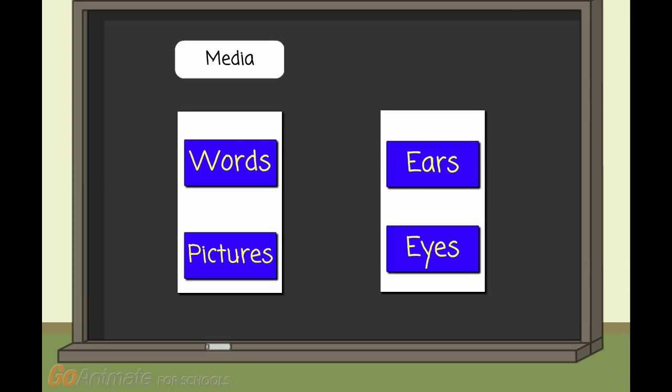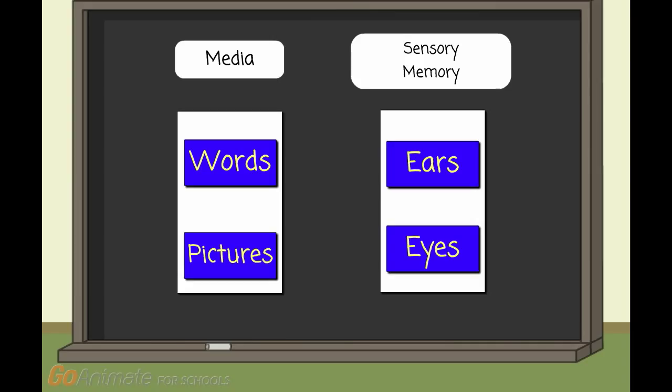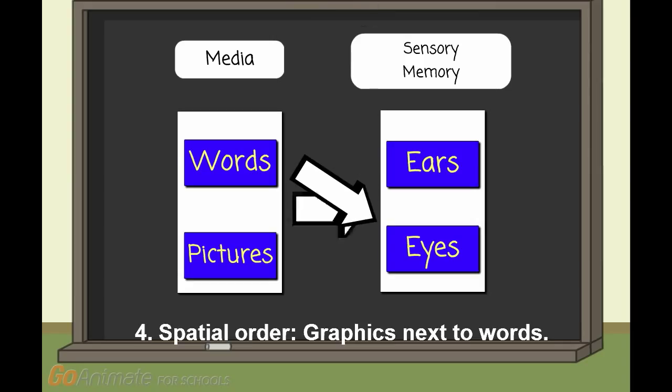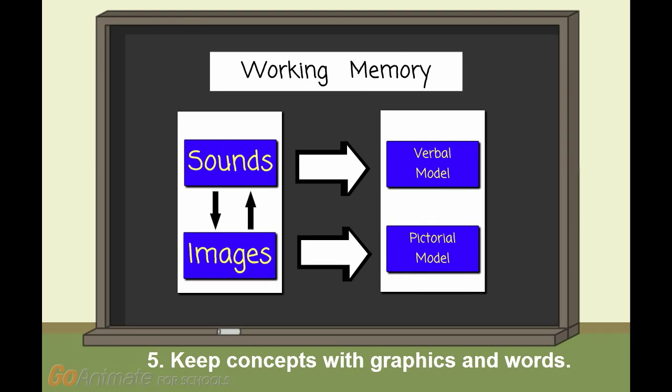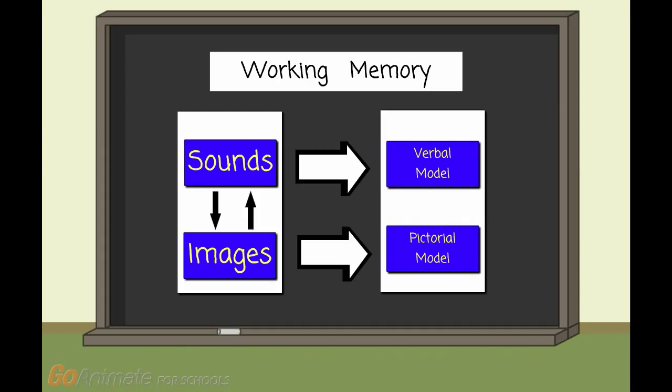And on the right hand side, you have your sensory memory, which are your ears and your eyes. And so when you see words, those go through your eyes, and you can also hear it, and pictures you can see. And so this is where a lot of learning takes place, in the working memory. This is where sounds can be turned into images and images into sounds, and sounds then are turned into verbal models and images into pictorial models.